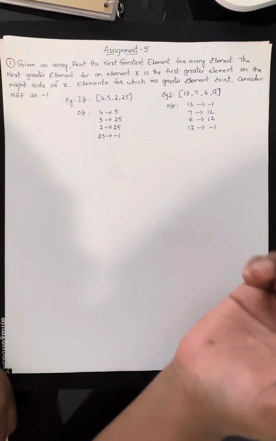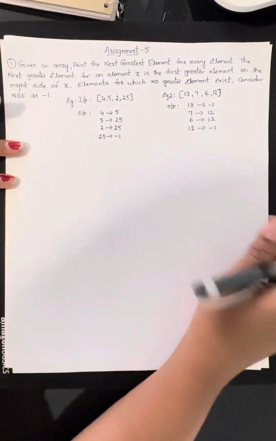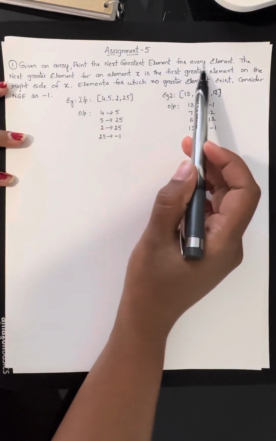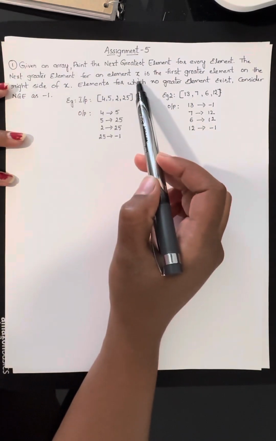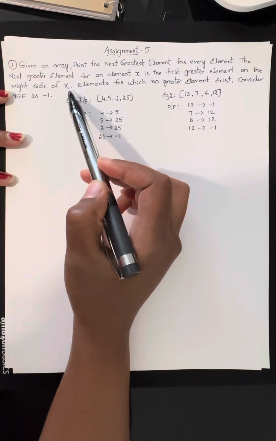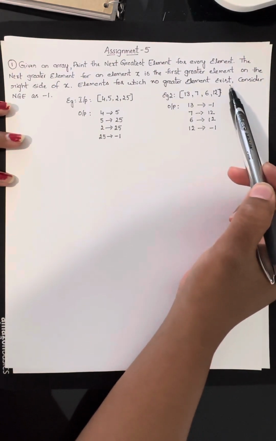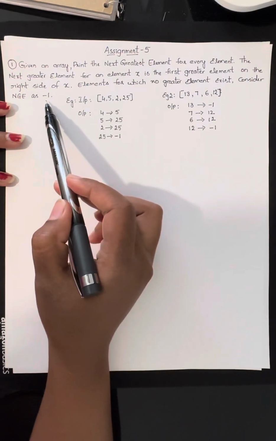In this video, I am going to solve the first problem in the assignment 5, which is: given an array, print the next greatest element for every element. The next greatest element for an element x is the first greater element on the right side of x. Elements for which no greater element exists, consider the next greater element as -1.